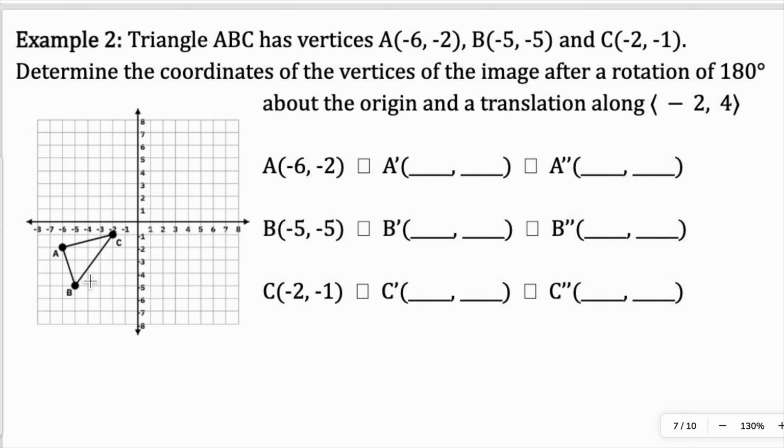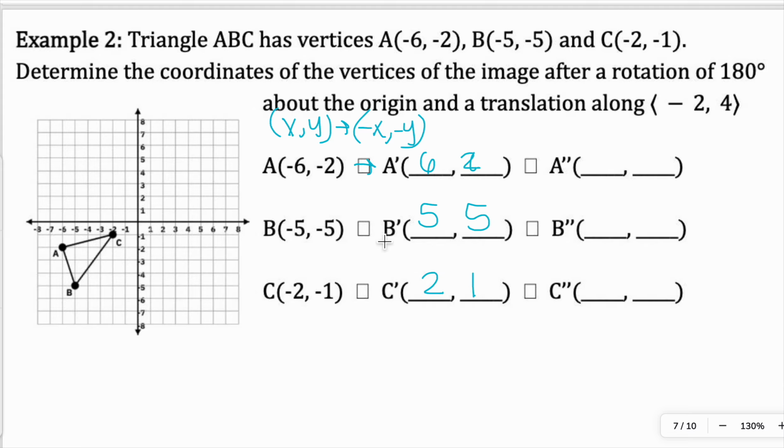All right, just move my computer around. Here we go. So triangle ABC has already been graphed for us. So what we're going to look at is first a rotation of 180 degrees. Remember, 180 degree rotation is just making your x's and your y's their opposites. So that'd be (-x, -y). So (-6, -2) would change to (6, 2). (-5, -5) would change to (5, 5). And then (-2, -1) would change to (2, 1).